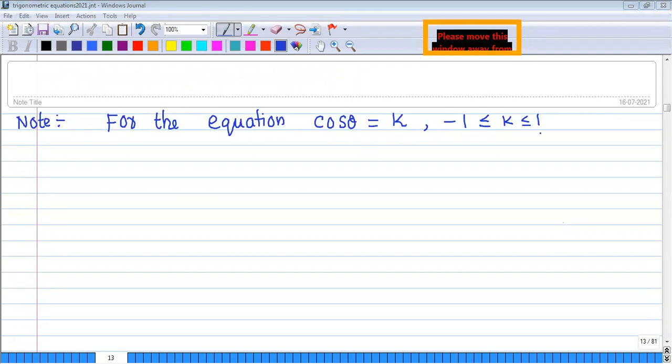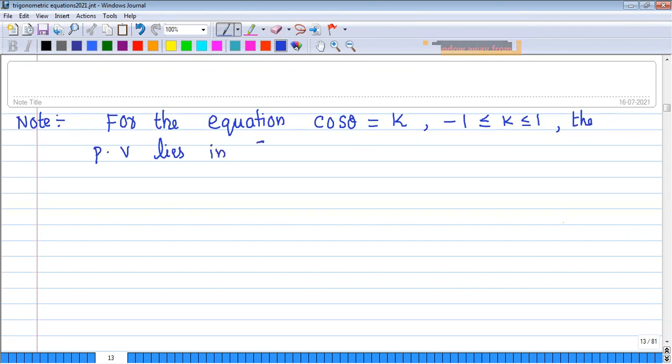So next, see, the principal value lies in closed 0 comma pi. Closed interval means 0 included, pi included, and in between 0 and pi. That means the principal value cannot be a negative angle, you remember. But in the case of sine, it may be negative. But in the case of cos, it should not be negative. The principal value must lie between 0 to pi. 0 to pi means first quadrant and second quadrant.